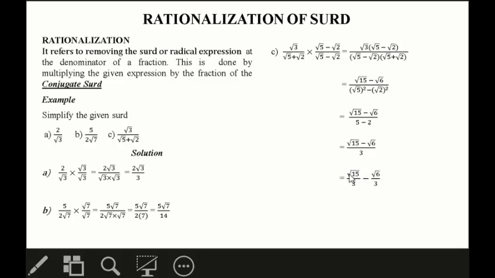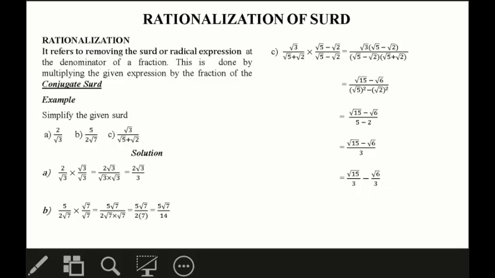So you can leave your answer like this, or you split them into two expressions. That will give us the root of 15 divided by 3 minus the root of 6 divided by 3. And this will be the final answer. So if you leave your answer like this, you are not wrong. If you leave it like that too, you are not wrong. But it will be dependent on how the question wants you to leave your answer.